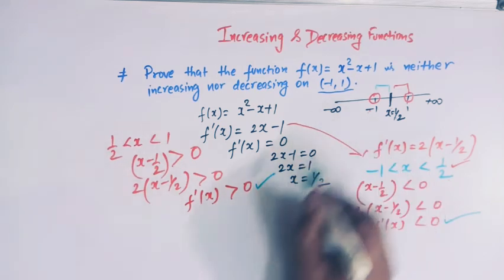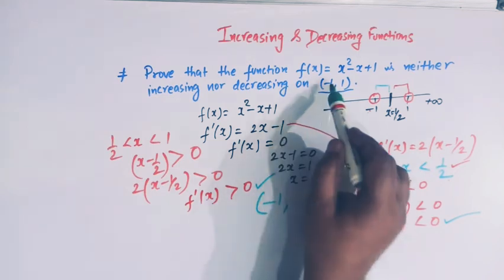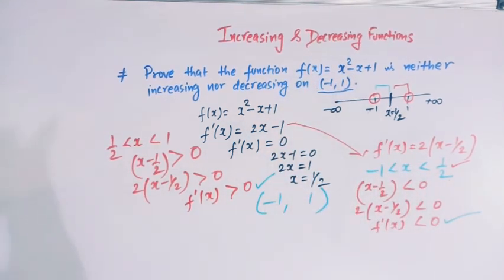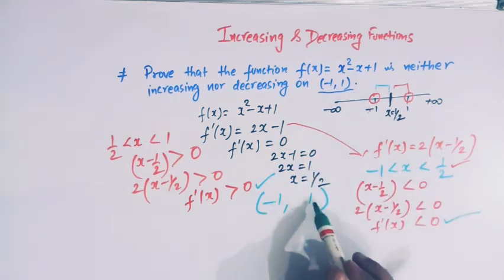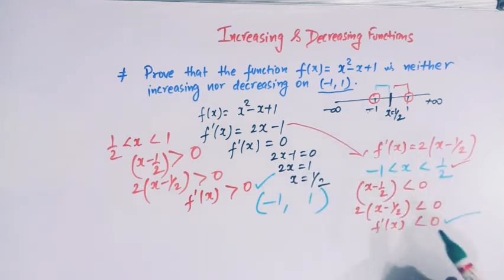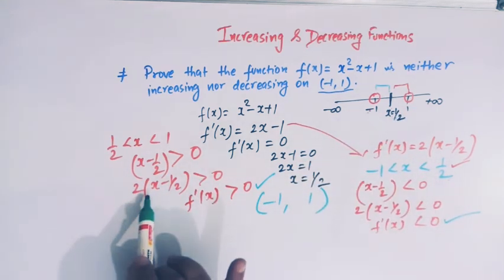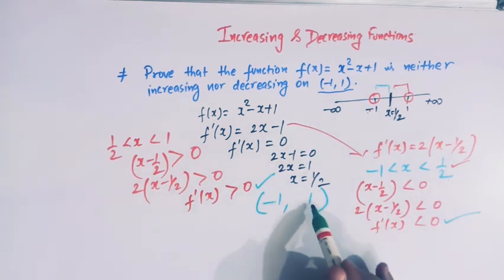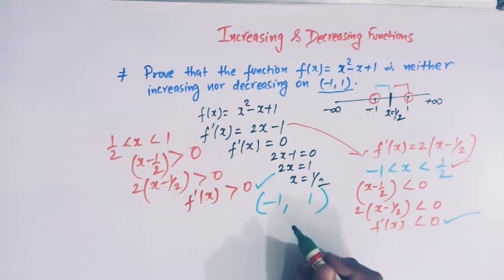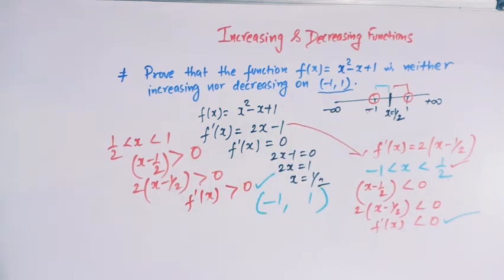So we conclude that in the interval minus 1 to 1, which is the given interval, the derivative does not have the same sign throughout this interval, right? Because from minus 1 to half, the derivative has the negative sign, and from half to 1, the derivative has positive sign. So the derivative does not have the same sign throughout the interval from minus 1 to 1. So we claim that f of x is neither increasing nor decreasing on this interval, right?